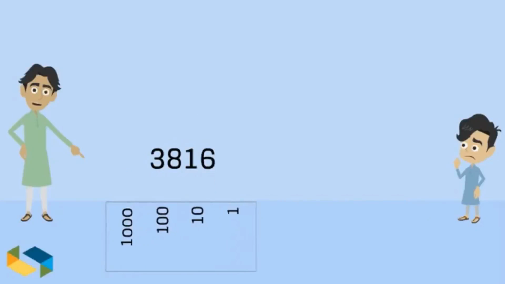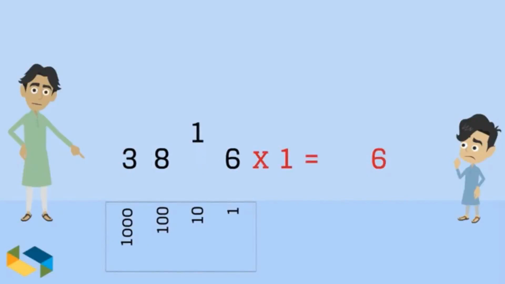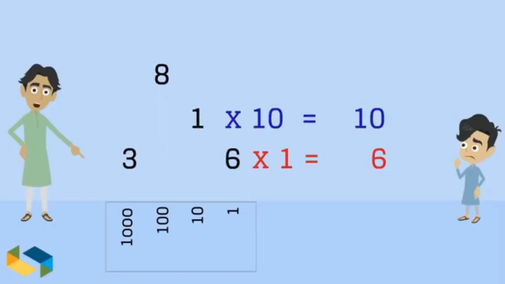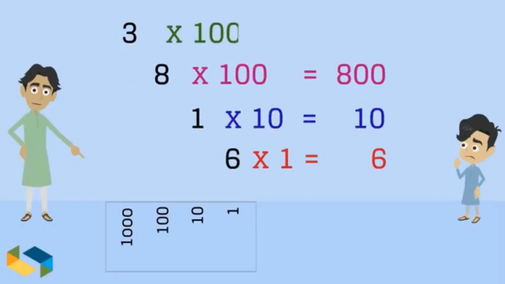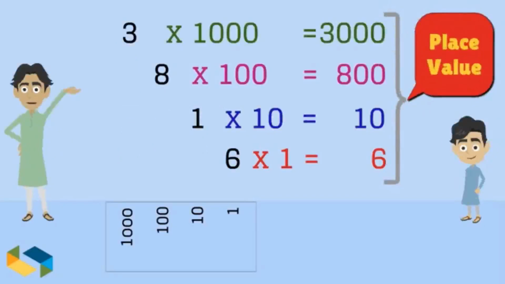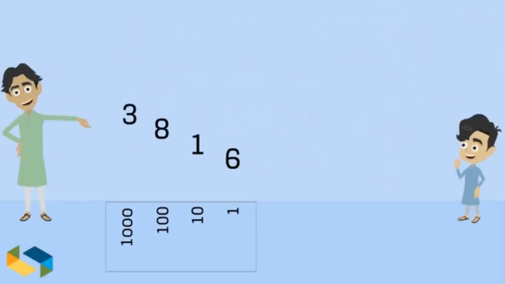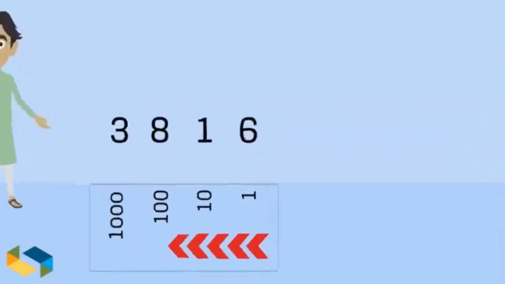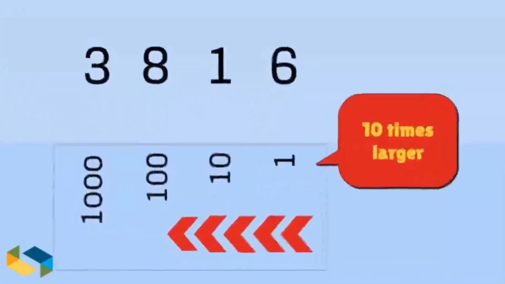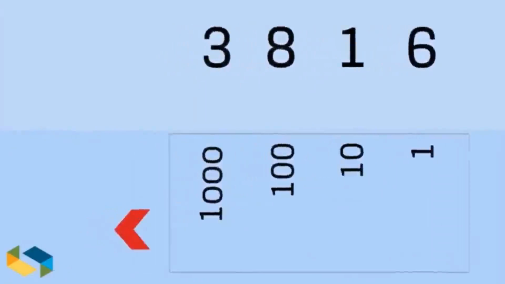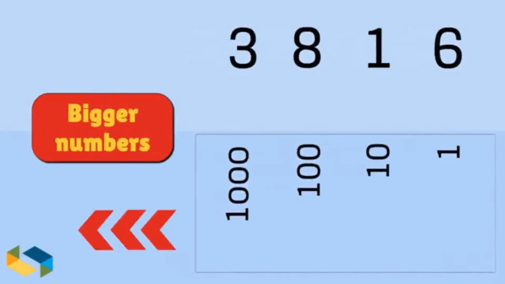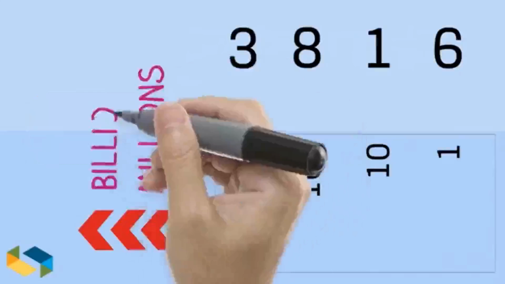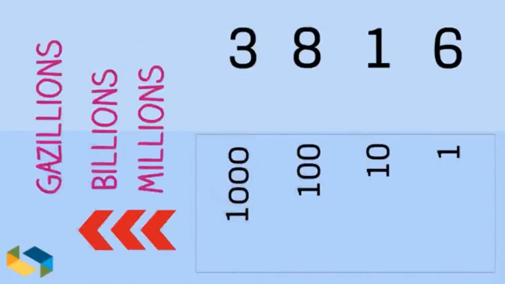In this particular case, the number 3816 is in fact the sum of 6 ones, 1 ten, 8 hundreds and 3 thousands, each having its own place value. And as you move from right to left, you can observe each position to be 10 times larger than the previous place value. We keep going further left. We can represent bigger numbers in the order of millions, billions, gazillions for all it matters.